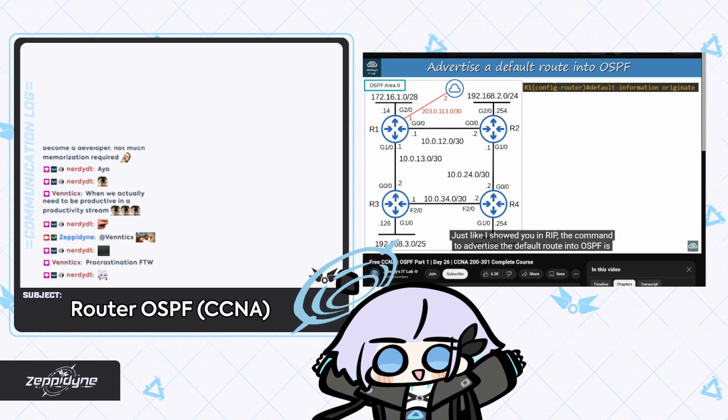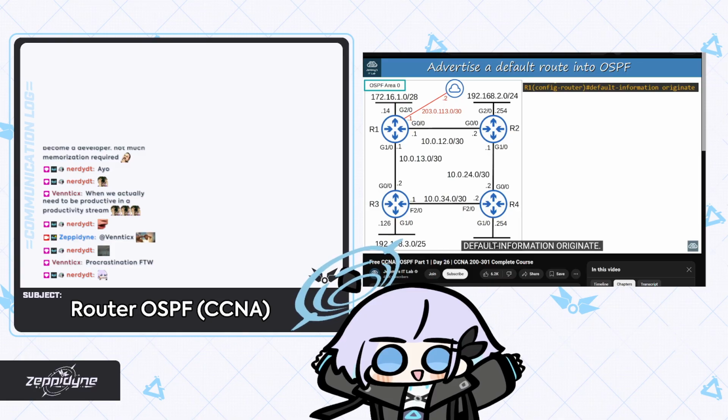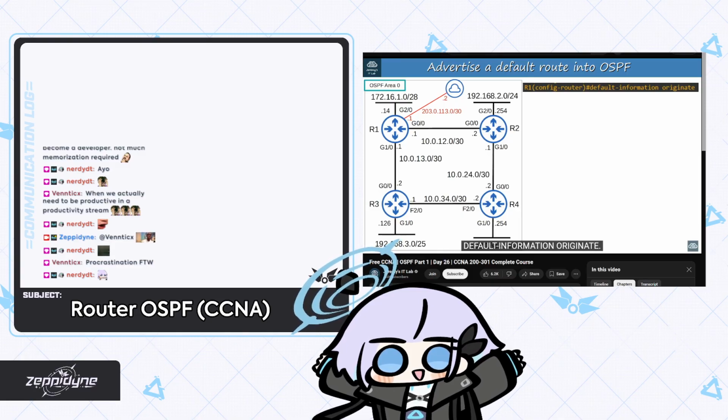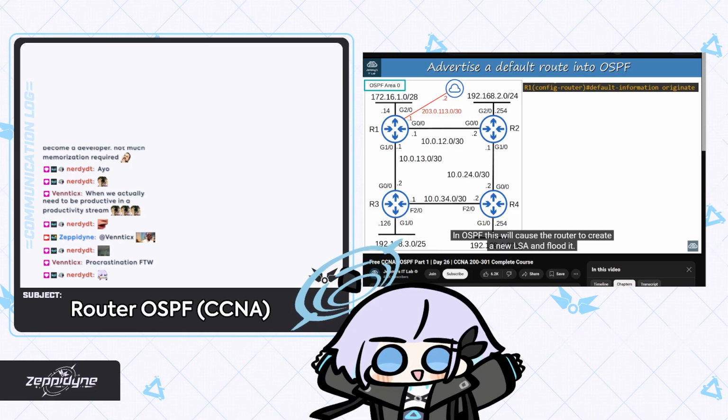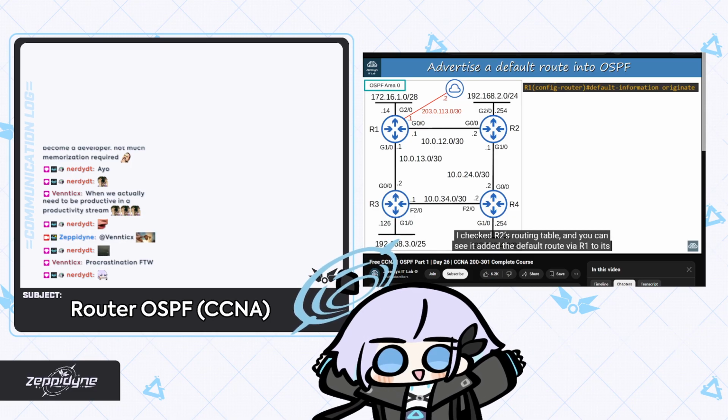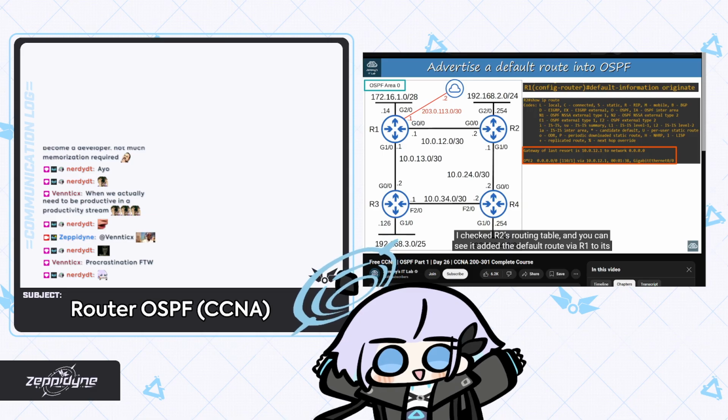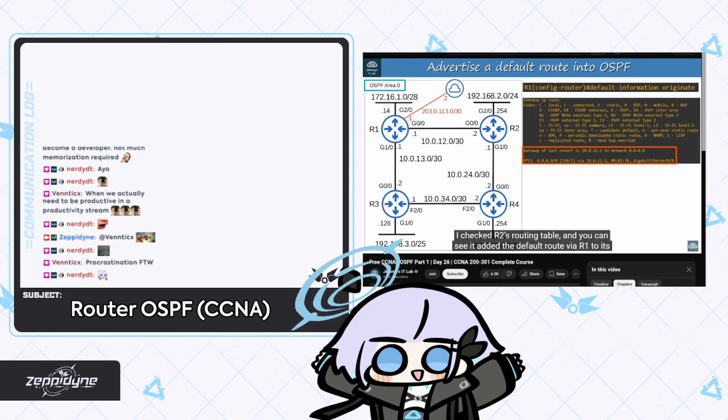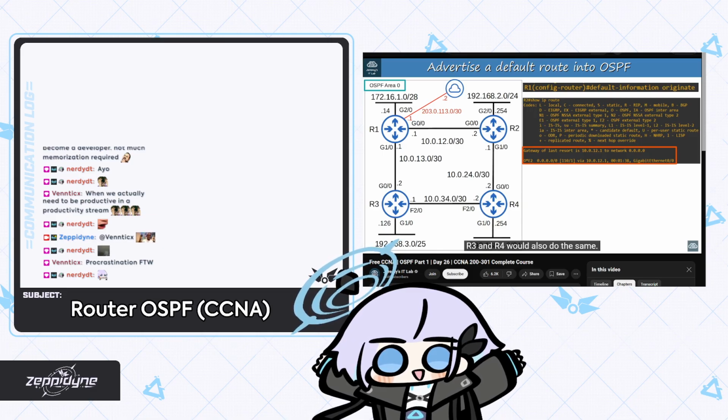Just like I showed you in RIP, the command to advertise the default route into OSPF is default-information originate. In OSPF, this will cause the router to create a new LSA and flood it. I checked R2's routing table, and you can see it added the default route via R1 to its route table. R3 and R4 would also do the same.